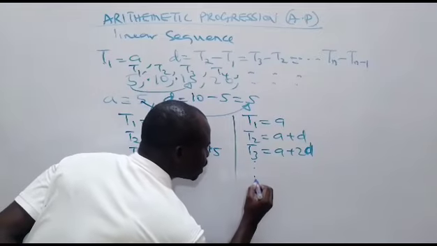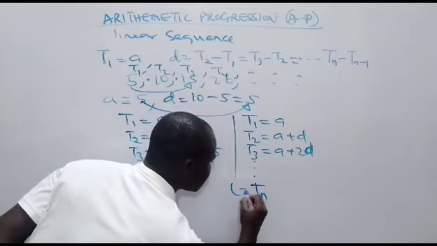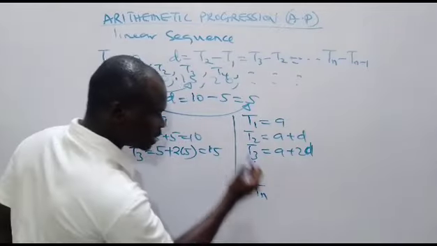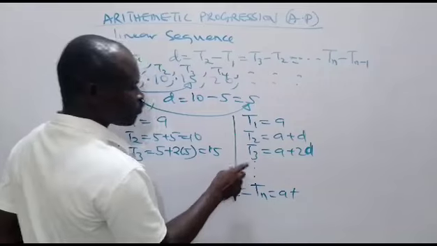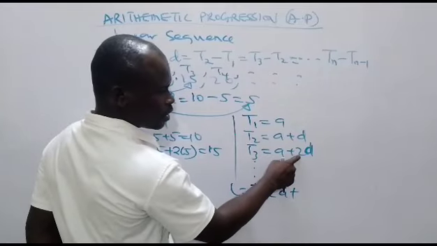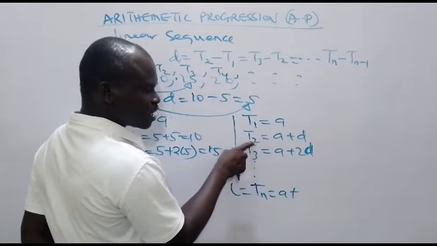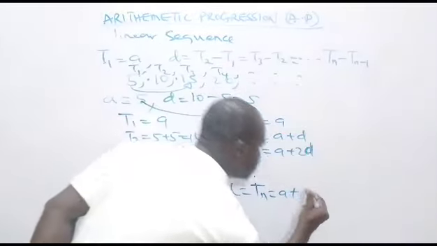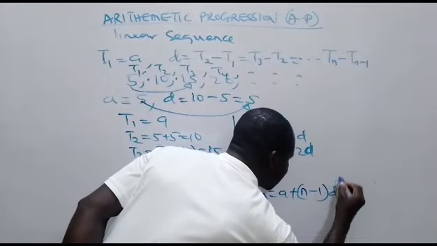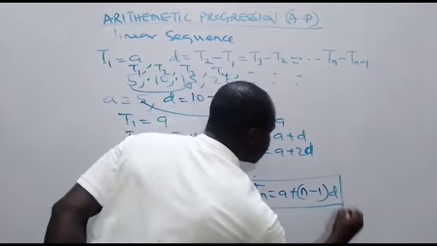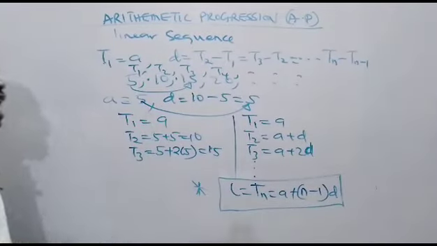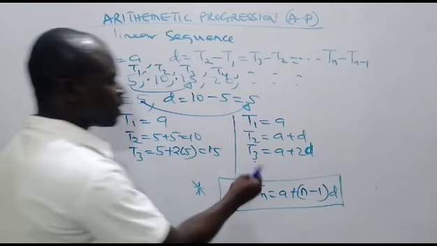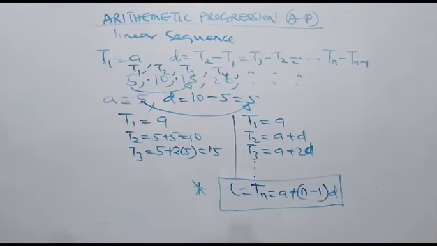If you follow this order, how do we now get the last term, or the nth term? That will be A plus, look at this: when the subscript is 3, the coefficient of D is 2. When the subscript is 2, the coefficient of D is 1. So when the subscript is n, the coefficient of D will be (n minus 1). So the formula is Tn = A + (n - 1)D. This is the formula we use to find the nth term, or the last term, of an arithmetic progression. We should take note of that formula.